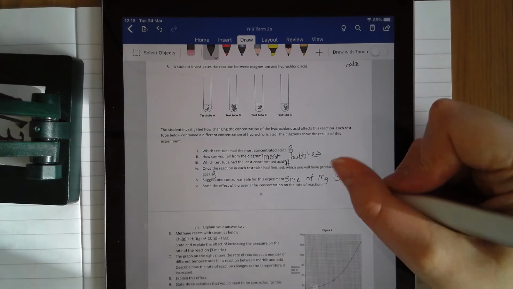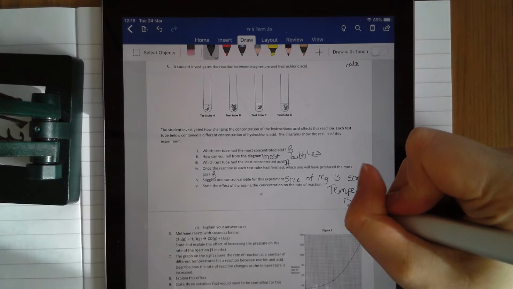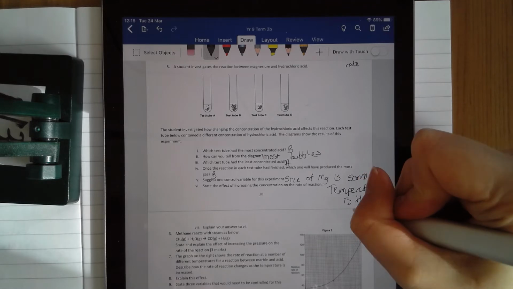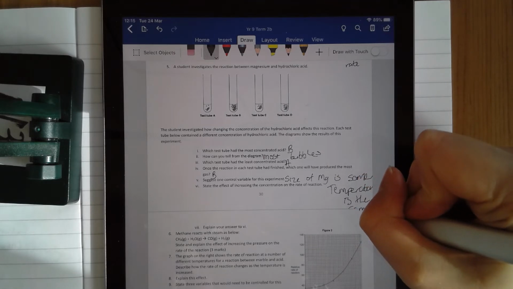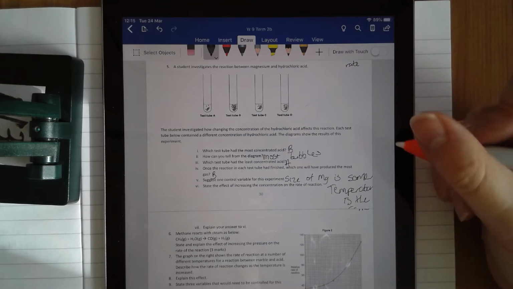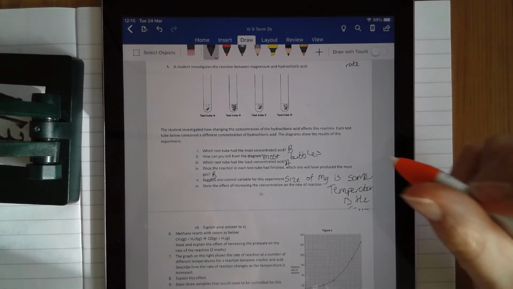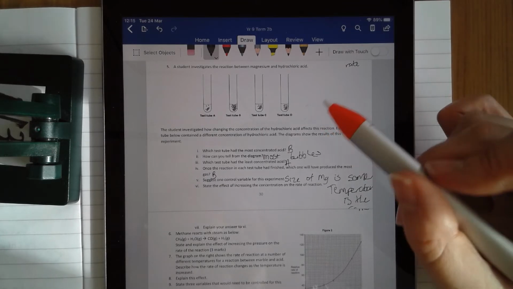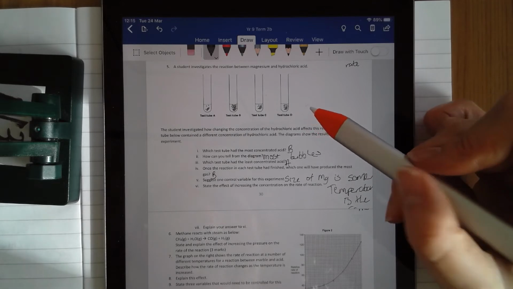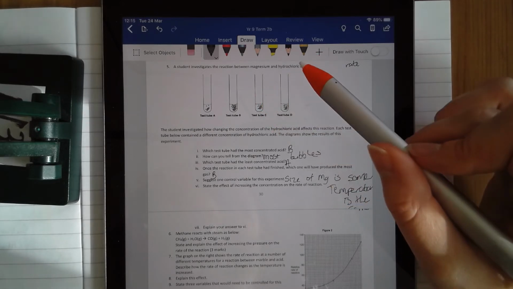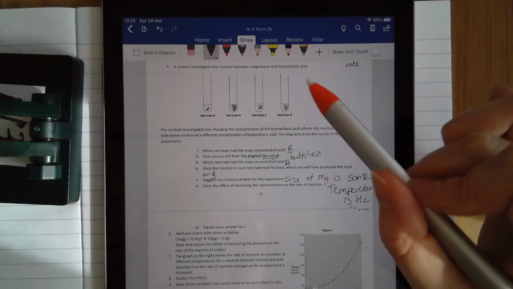You could also say, we haven't looked at this yet, but you could say that the temperature is the same. As we'll see later, temperature affects the rate of the reaction. Okay, temperature is going to stay the same. You're not going to talk about pressure here because, as I said, pressure only applies to gases. And in this case, you're reacting a metal and an acid. You're not reacting gases, so you're not going to talk about pressure.